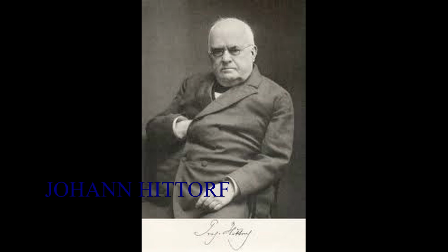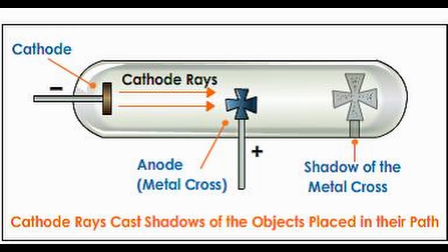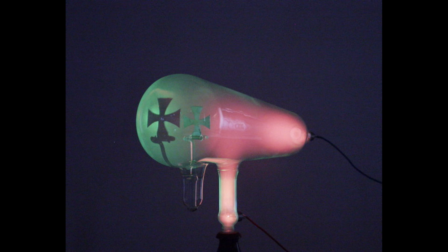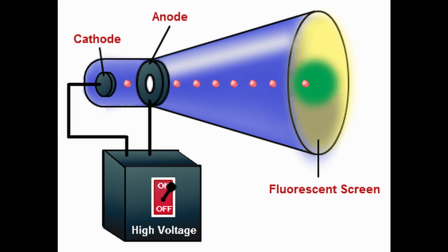In 1869, a German scientist, Johann Hittorf, placed two battery terminals, also called electrodes, inside a glass tube and removed all the air. He then applied a high voltage and discovered that the glass opposite the negative electrode, also called the cathode, started glowing. This was later named cathode rays, since the rays were coming from the negative terminal or cathode.